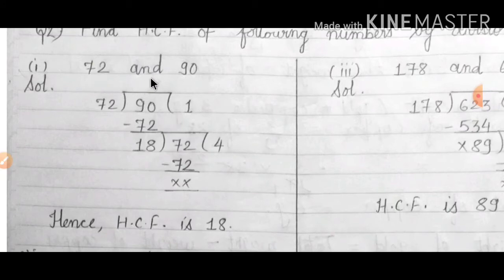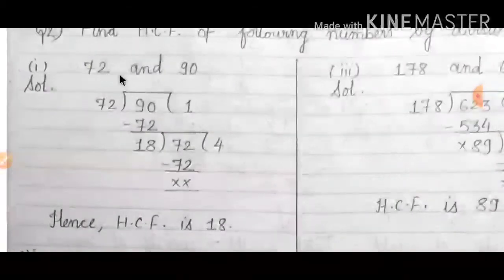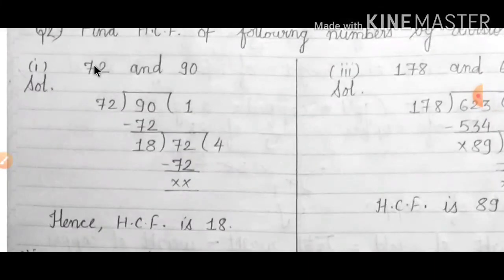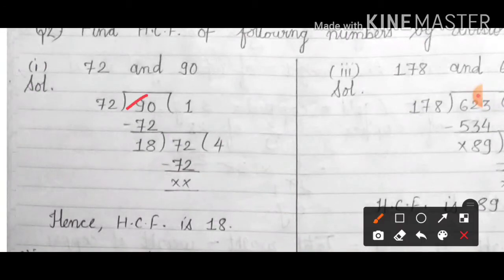So first see the greatest number here. Here greater number is 90. It means you have to divide the greater number by smaller number. So divide 90 by 72. Now 72 ones are 72. Now minus this. So if you take borrow from here, it will be as 8 and 10. So 10 minus 2, 8, 8 minus 7, 1.